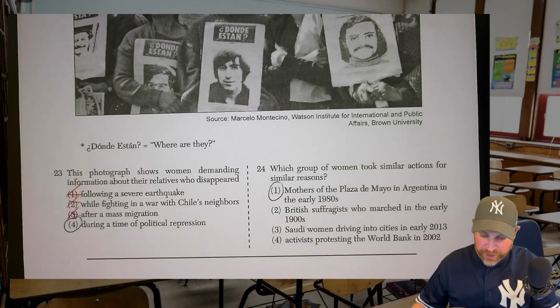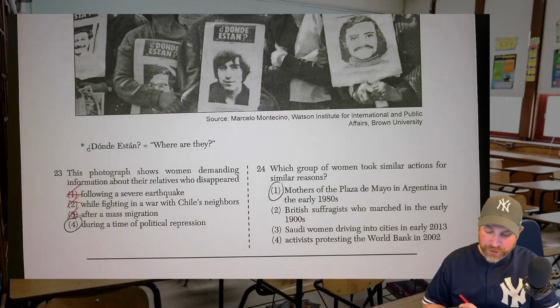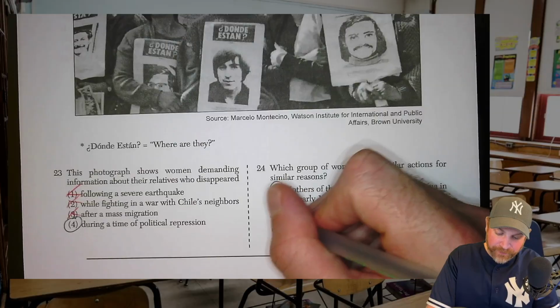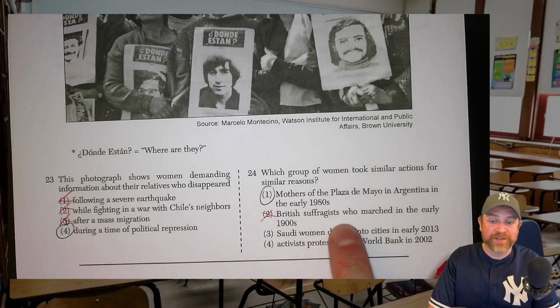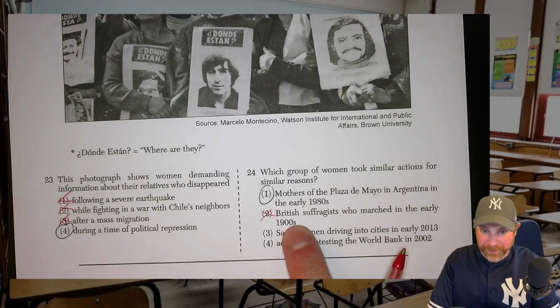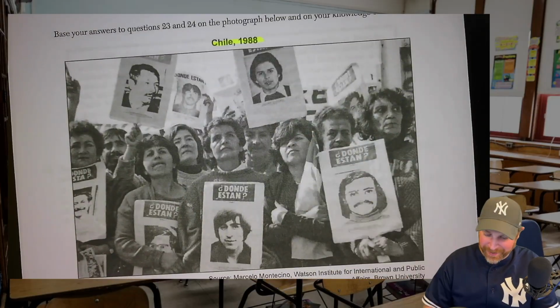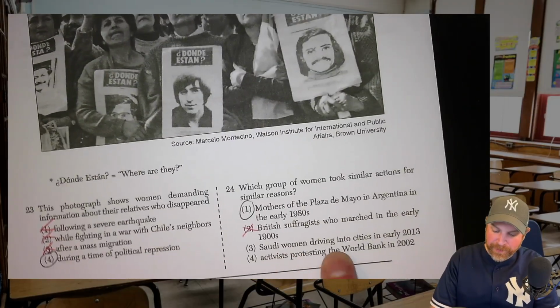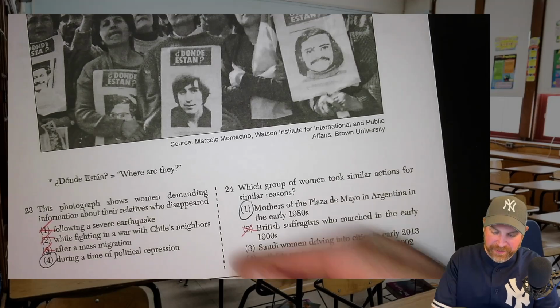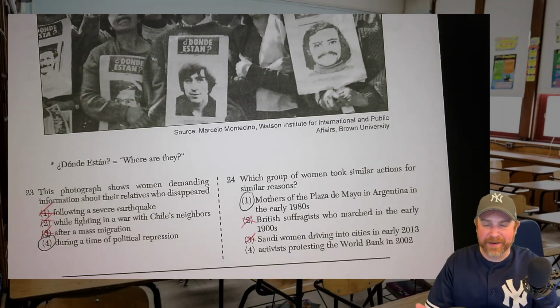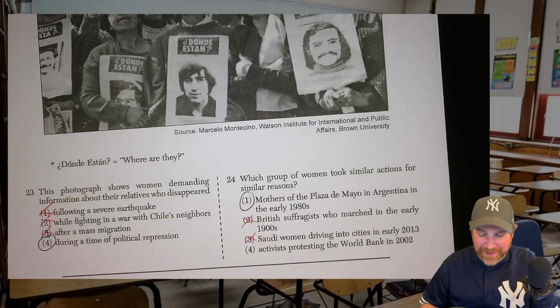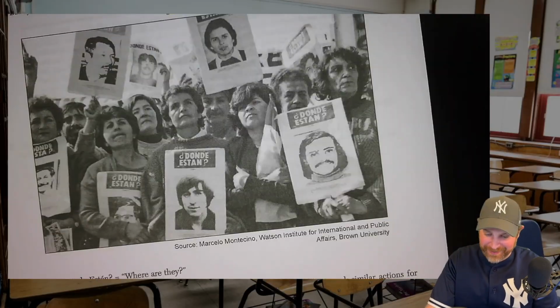Choice 2 says British suffragists who marched in the early 1900s. A suffragist is a person who wants the right to vote, right? So women were protesting in favor of voting rights in Britain. That has nothing to do with Chile in 1988. Saudi women driving into cities in early 2013, not the answer, right? Saudi women were looking for the right to drive, which they got in, I believe, 2017, 2018. Nothing to do with Chile in 1988.